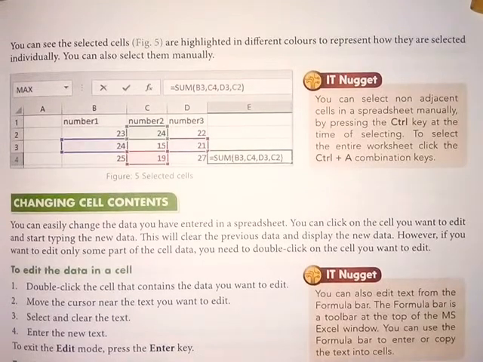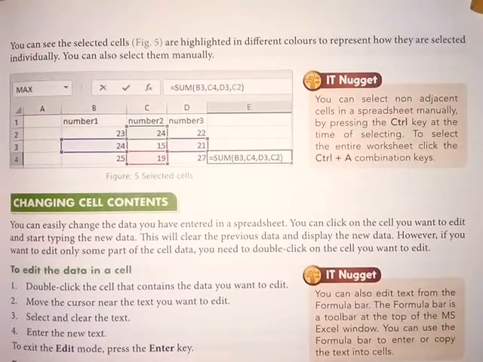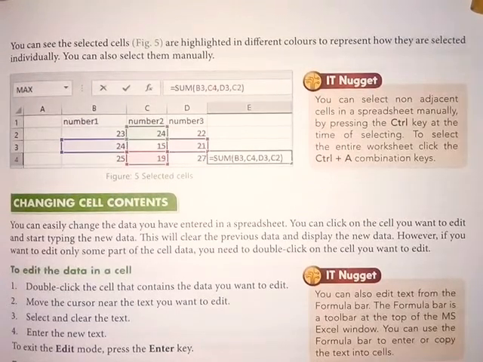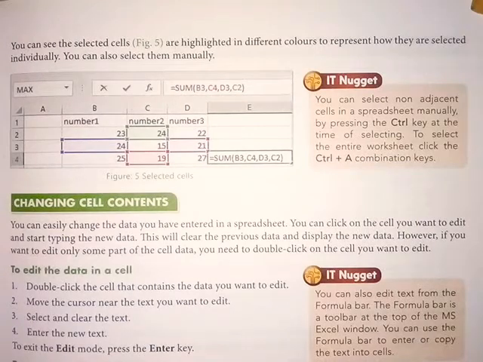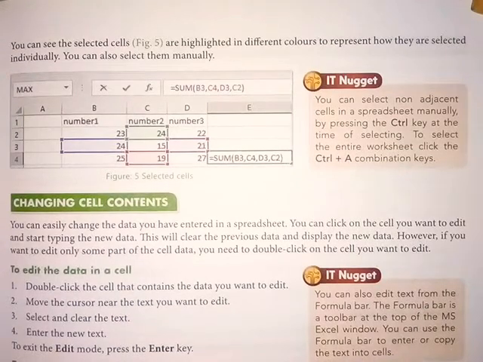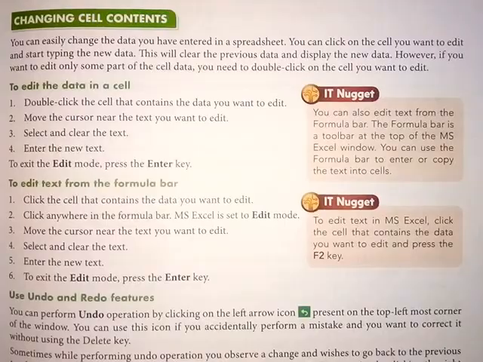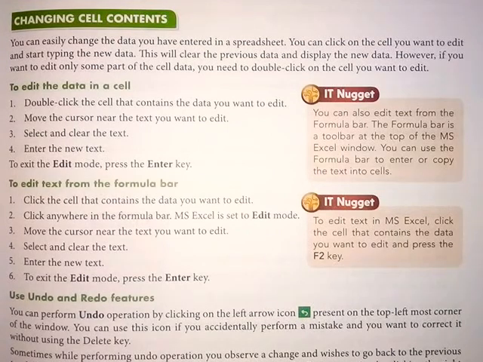You can also select them manually. You can select non-adjacent cells in a spreadsheet manually by pressing the Control key at the time of selecting. To select the entire worksheet, press the Ctrl plus A combination keys. Changing cell contents. You can easily change the data you have entered in a spreadsheet.